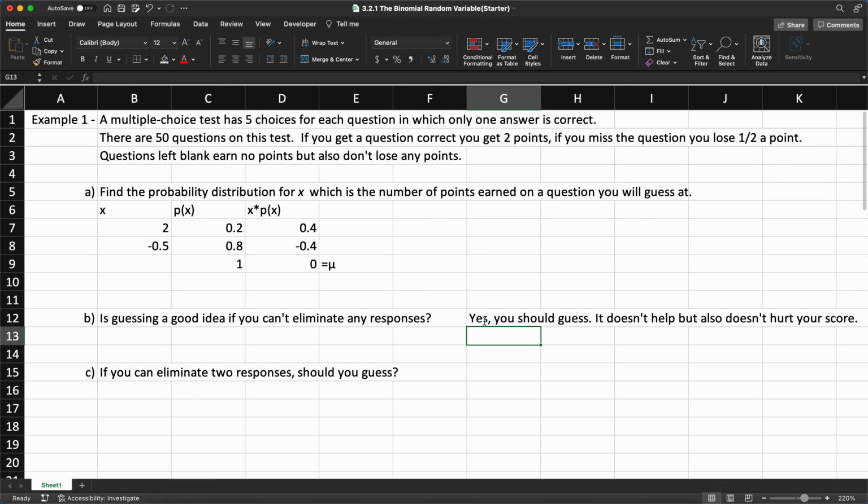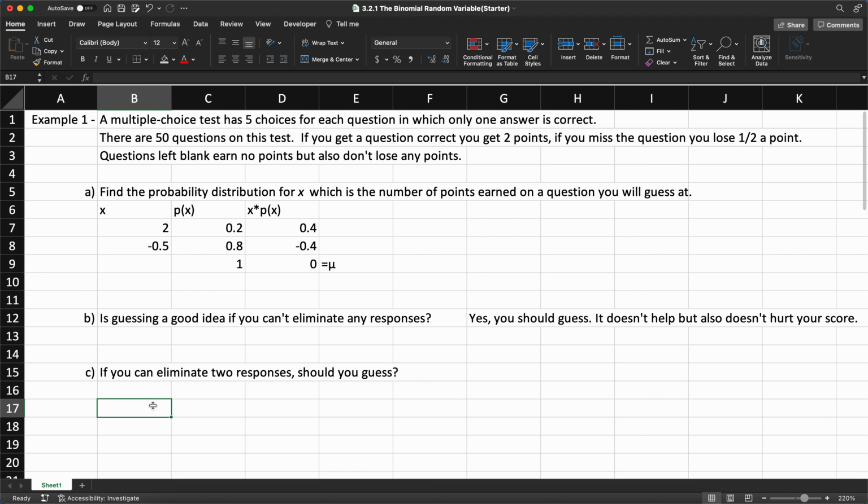So now part C is a little bit different, because now we're being asked, if we can eliminate two of the responses, so let's say we're looking at the question and we know that two of the answers can't be right. So now we're down to 3 guesses. Is it worth guessing if there are 3 choices instead of 5?